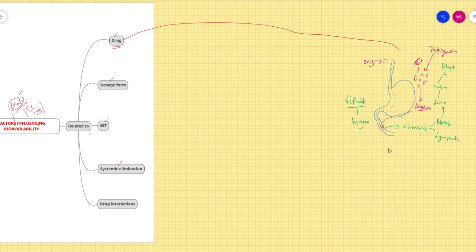So the idea is that any drug needs to dissolve in the GI fluid, so it should have what we call aqueous solubility. So one property would be that the drug should have aqueous solubility. Only then would it dissolve and then be absorbed. So let's consider what happens in this area, and for that let's blow up this area. That would be the lumen of the intestinal area.